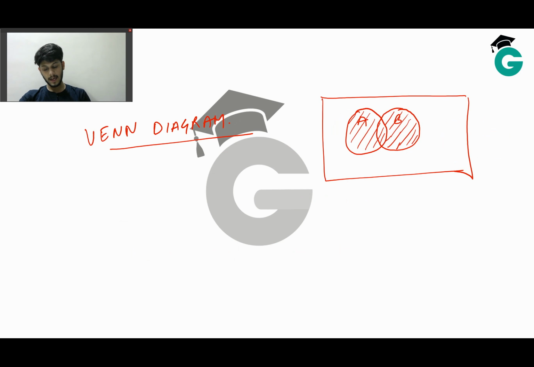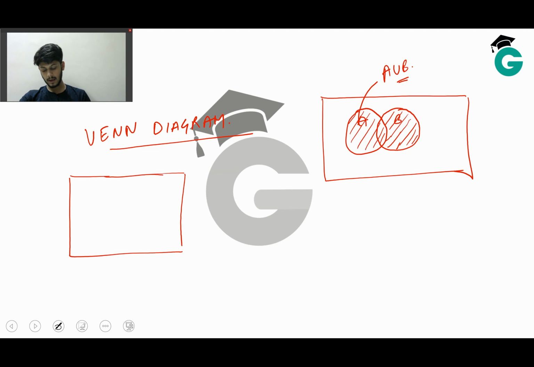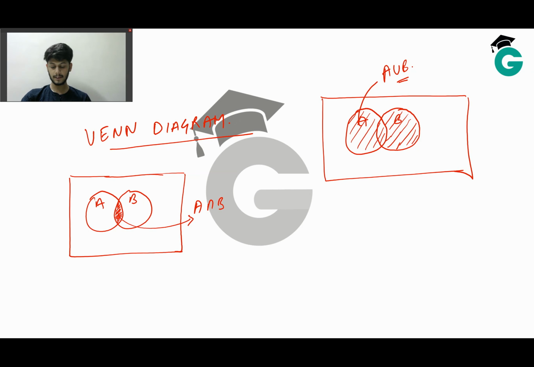Let me write here, this is A union B. What is going to be A intersection B? If this is A and this is B, remember the element has to be in both A and B. So the only elements that are in both are these. These are a part of A and a part of B. So this is going to be A intersection B.